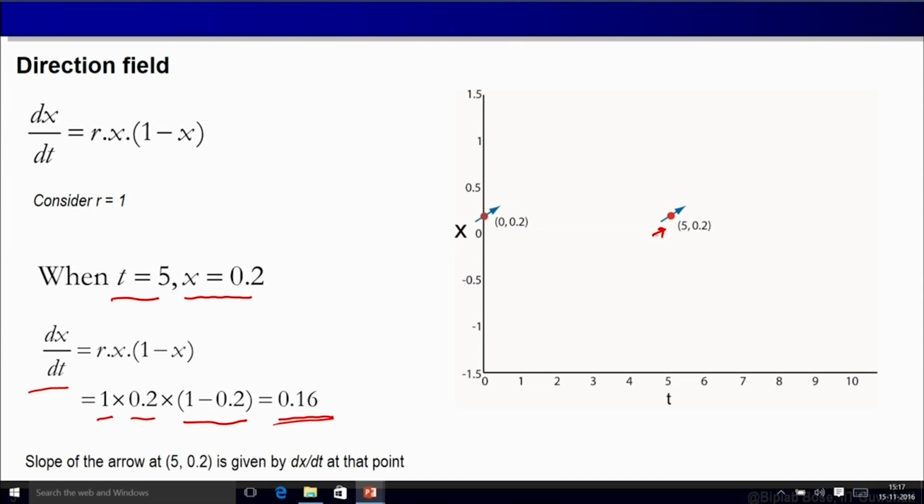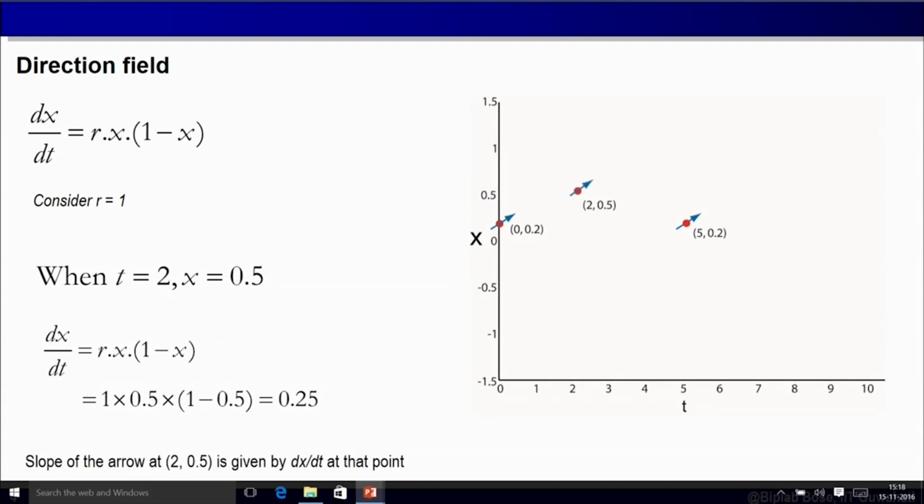If you notice, this arrow and this arrow are actually parallel and their slopes are the same. That is because the ODE does not have any t term on the right hand side. The only difference between these 2 points is that time has changed. In the first point t is 0, in the next point t is 5, but x has remained the same at 0.2. So as the right hand side only has an x term and no t term, the slopes of both the arrows are the same.